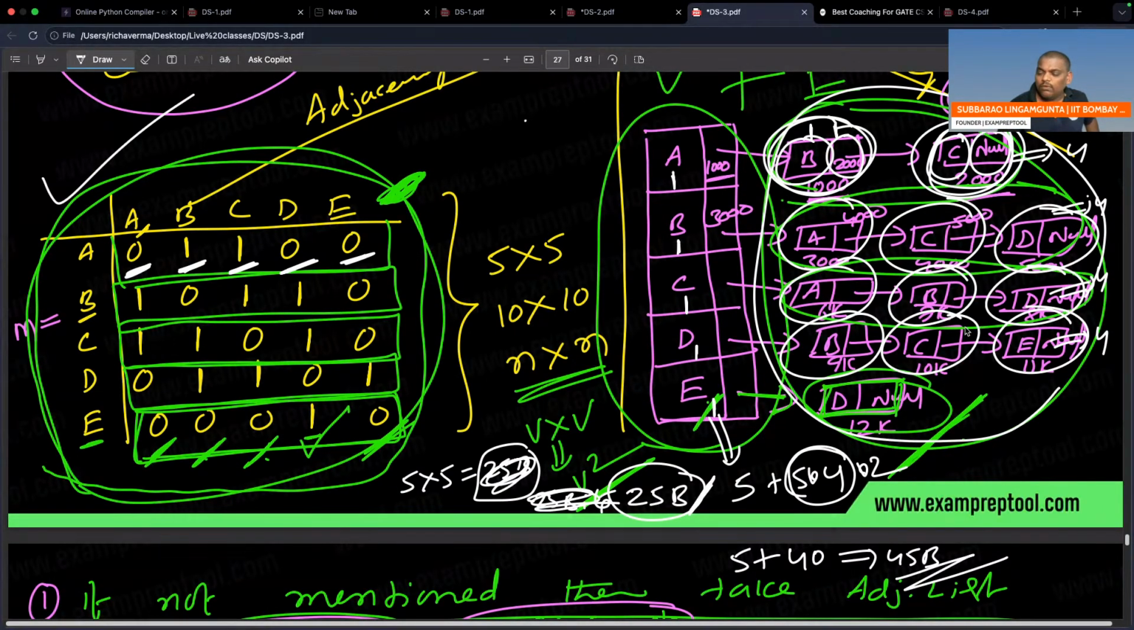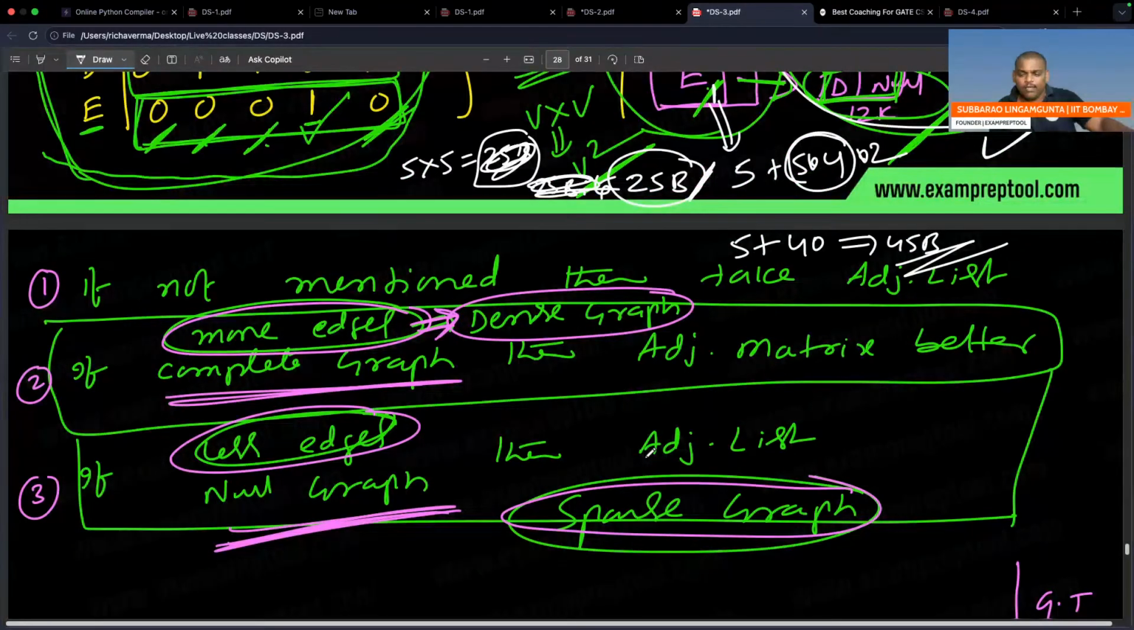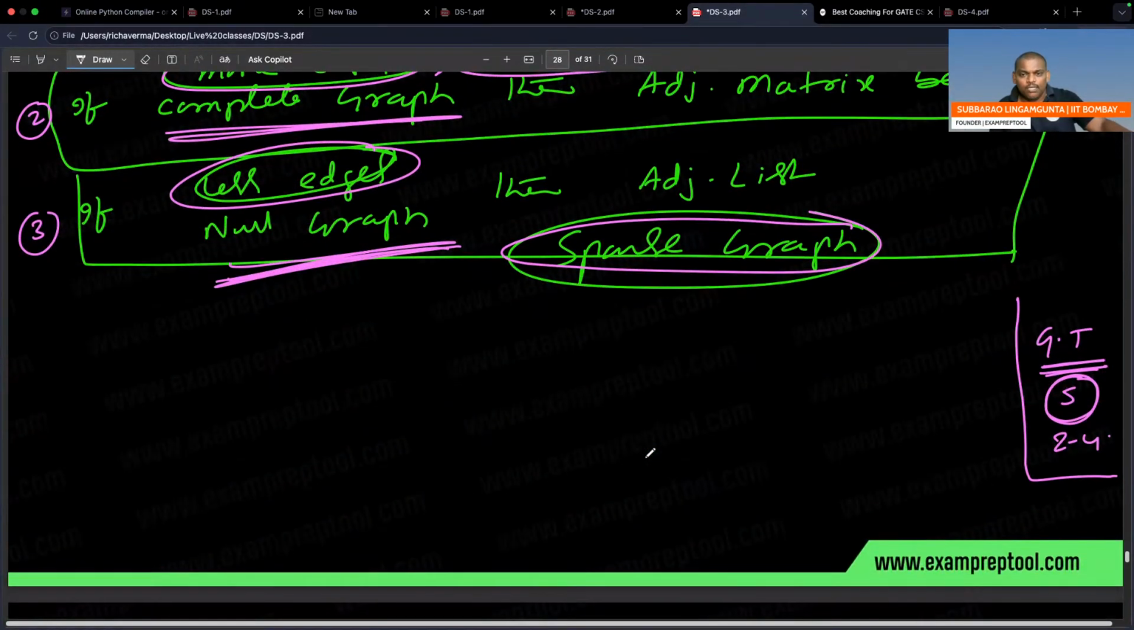For something like a null graph, list is better. If nothing is mentioned, go for list only. Thanks for asking. Some people may not get it.